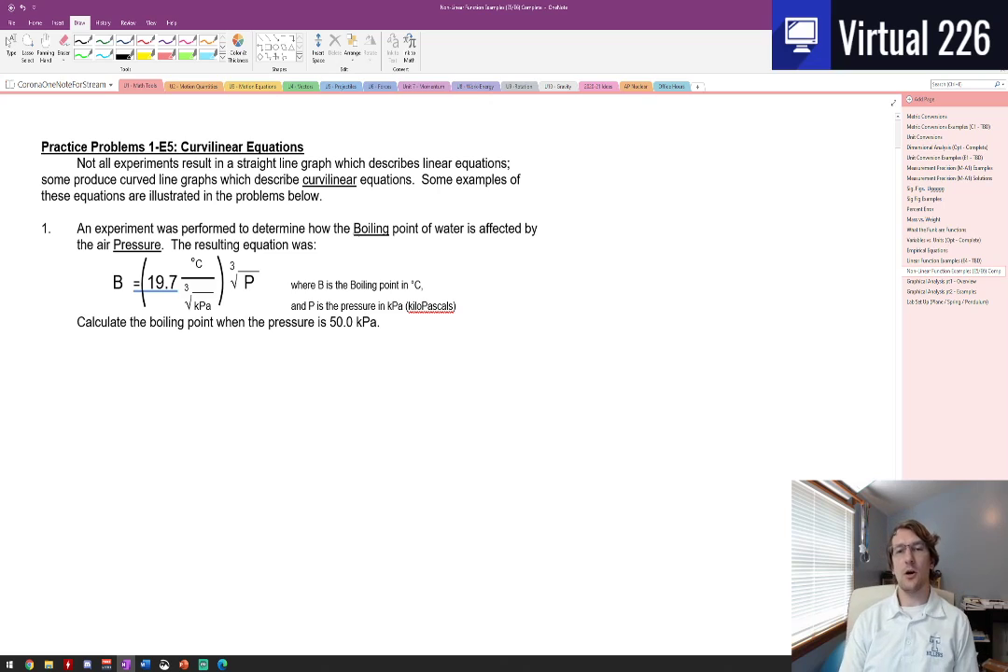So what we're looking at now is a very similar idea to the empirical equations we've been doing, but now for a practice problem, we're going to look at a curvilinear equation. It's still an empirical equation where we're putting numbers into our variables, which in this problem are the boiling point and the air pressure, but the equation itself is not going to be linear. It's not going to be a y equals mx plus b setup. It's going to be some sort of square or root or cube root or something funky. So a little bit more math, but it's the same concept.